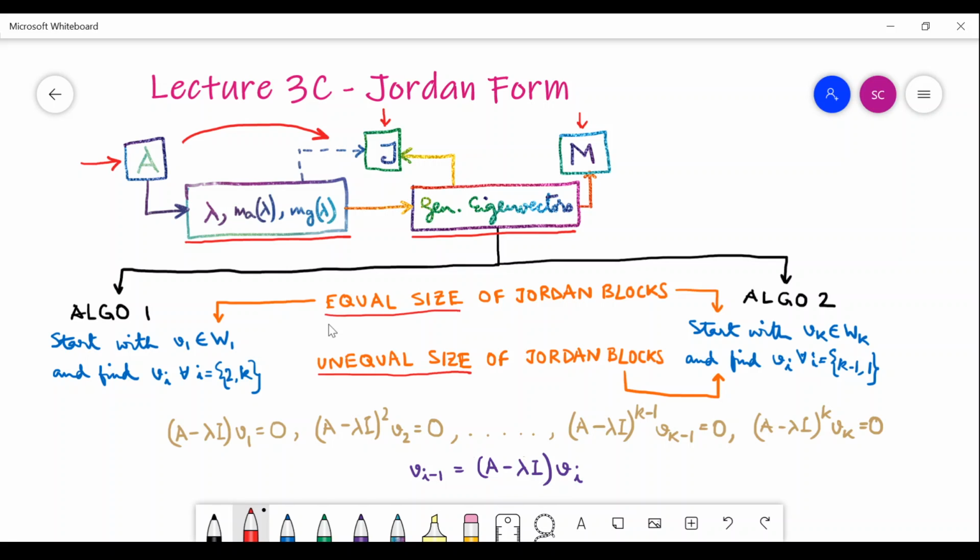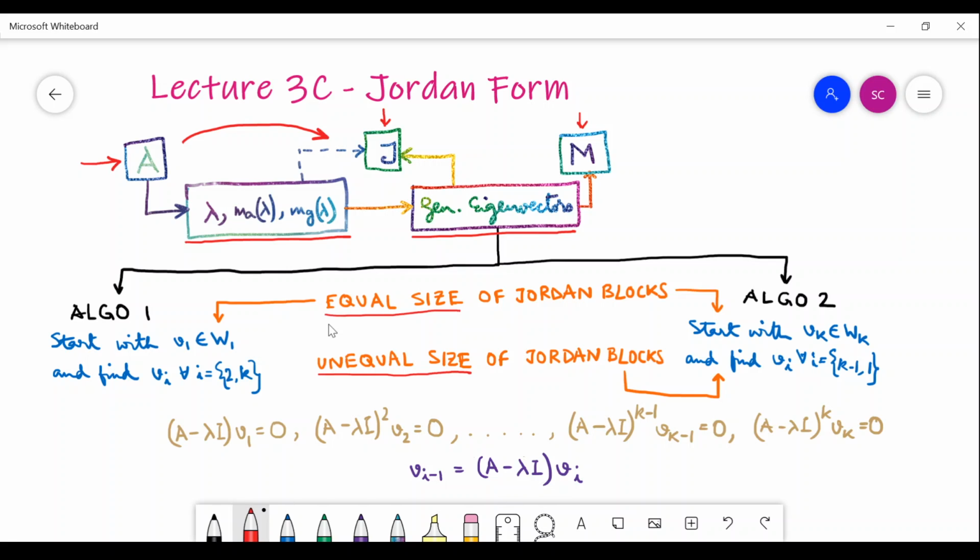Suppose the eigenvalue is 2. That is the first example that we will look into. The algebraic multiplicity is 4 and the geometric multiplicity is 2. From this information you are not sure what the size of the largest block is, because it can be a 2-2 combination or a 3-1 combination. So sizes can be 2 plus 2 or 3 plus 1, right?